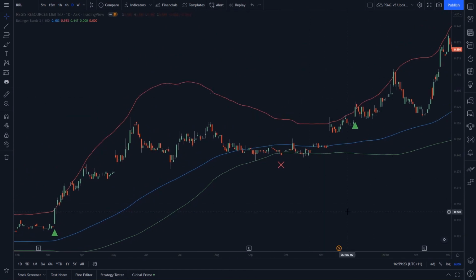Nick calls this a momentum strategy, and it is a momentum strategy because it's looking for momentum. The Bollinger Band, because it adjusts its bands based on volatility in the market.